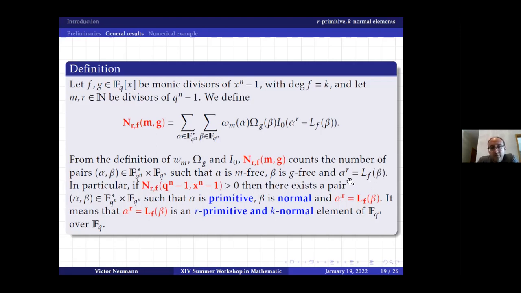But now we need to remember that if alpha is primitive, alpha to the R is R-primitive. If beta is normal, the linearized of F at beta is K-normal because the degree of F is equal to K. So if this number is greater than 0, this means that there exists at least one pair alpha, beta such that alpha is primitive, beta is normal, and this is equal. It means that these elements will be R-primitive and K-normal at the same time. So this being greater than 0 means the existence of R-primitive K-normal elements.